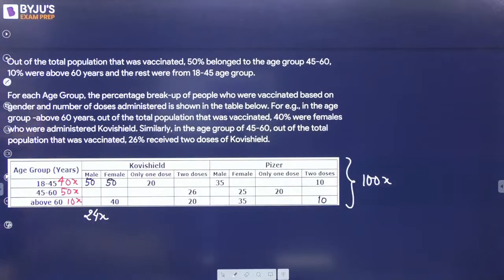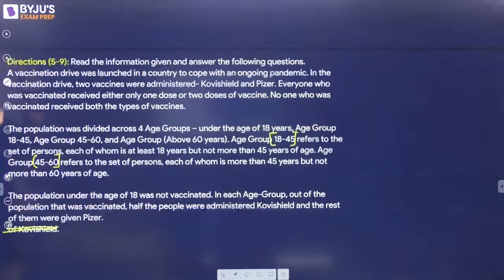Now we are supposed to fill the table. बहुत ध्यान से करना होगा इधर. Okay, you need to understand ki what it is talking about. For that you will need this particular line, the last line of the first stem of this set. Okay, the population under the age of 18 was not vaccinated. Please याद रखना. In each age group, out of the population that was vaccinated, आधे लोगों को कोविशील्ड मिला है और बाकी लोगों को फाइजर मिला है.